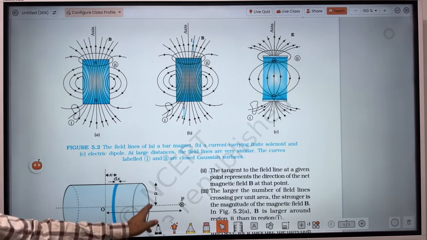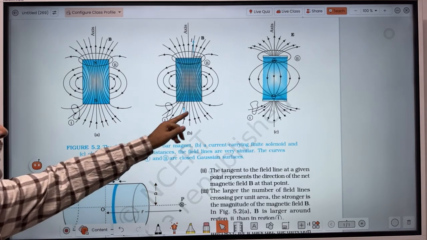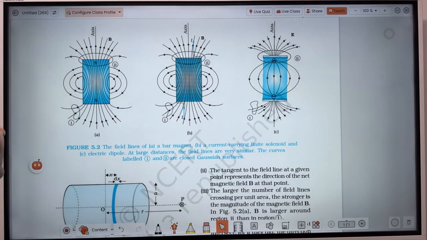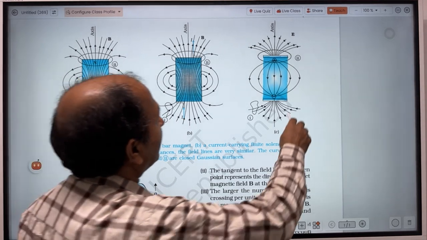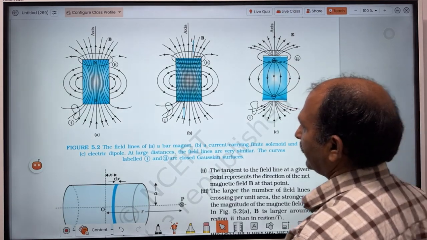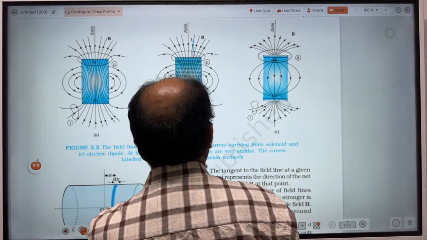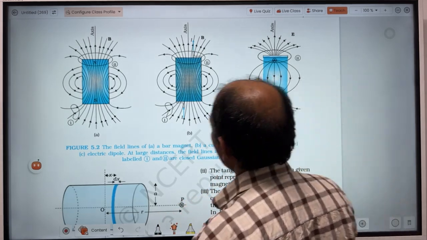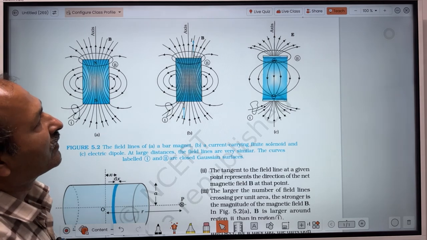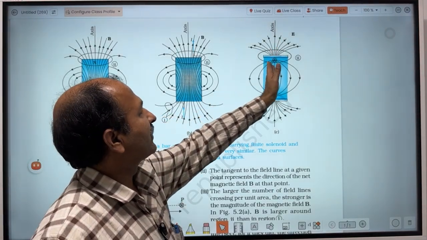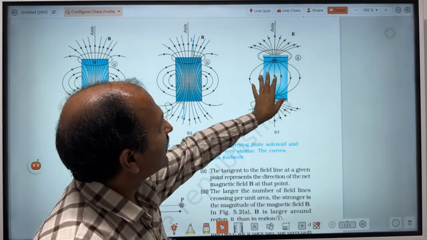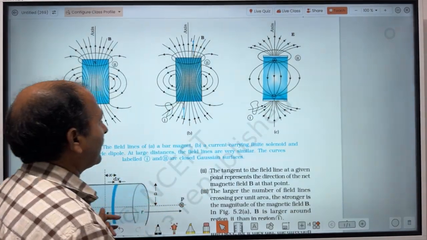What about the third one? In the case of the third one, there is an electric dipole, right? So if you remember, in the case of a dipole, what happens? If this is positive, this is negative. Is it correct? For an electric dipole at larger distances, field lines are very similar. Here only the similarity is being shown. You understand, in the case of a positive charge, electric field lines will come out, and at the point of a negative charge, field lines will enter. So that thing is shown here. So I think you have understood.